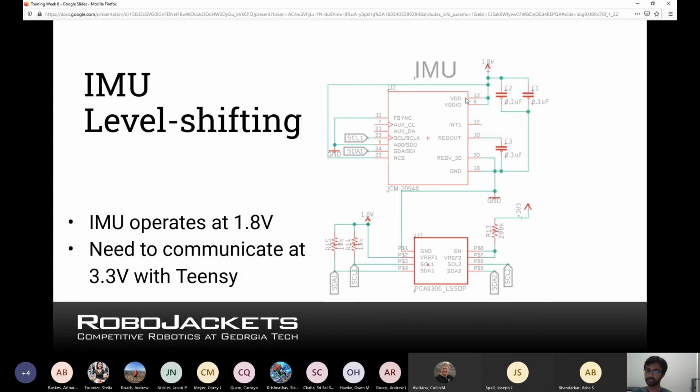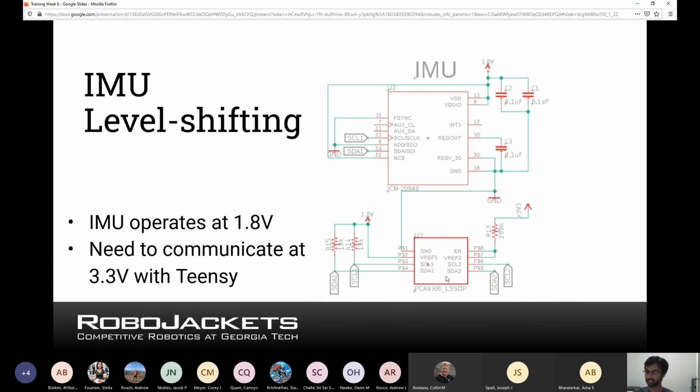And here's the IMU, the inertial measurement unit. As I mentioned before, sometimes you might have problems with communicating between devices at different operating voltages. Here's an example of that. The IMU only operates at 1.8 volts, which is really common for low power devices for IoT or others. But the Teensy runs at 3.3. And if the Teensy just tried to talk to this directly, it would just blow up those pins.